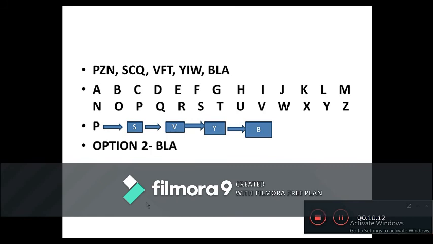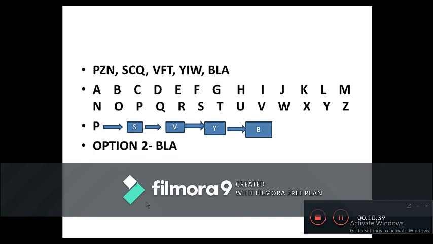Then after P, leaving two places, Q and R, we got S. After S, leaving two places, T and U, we got V. Then similarly, applying the same relationship, after leaving two places we got Y. And after Y, leaving two places, Z and A, we got B.